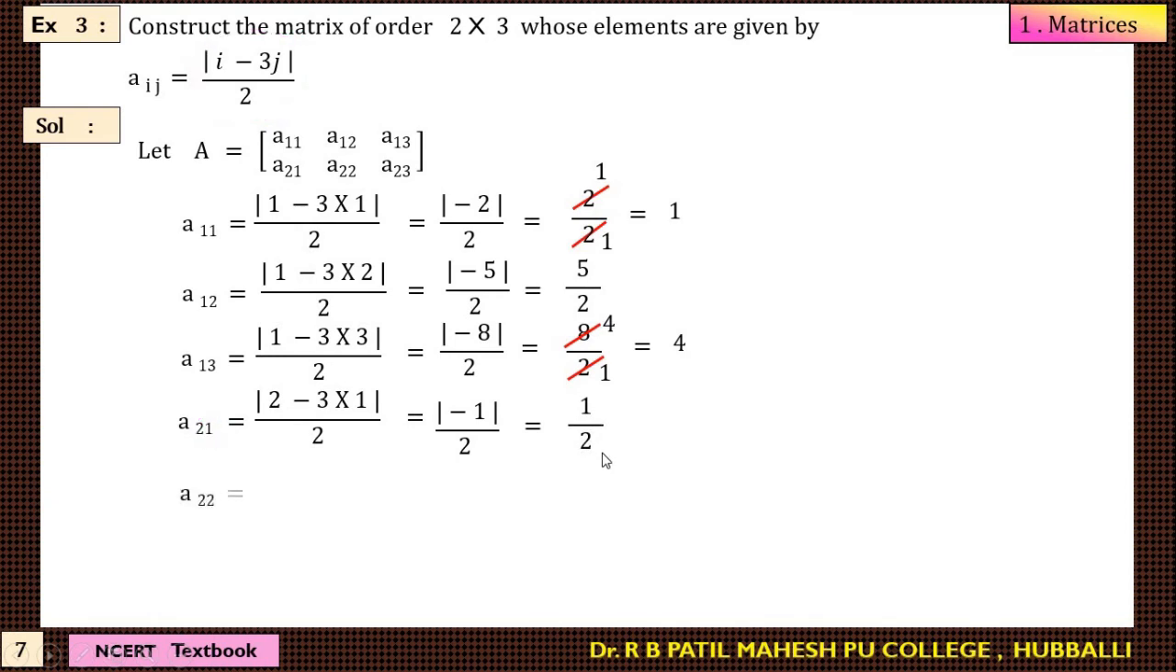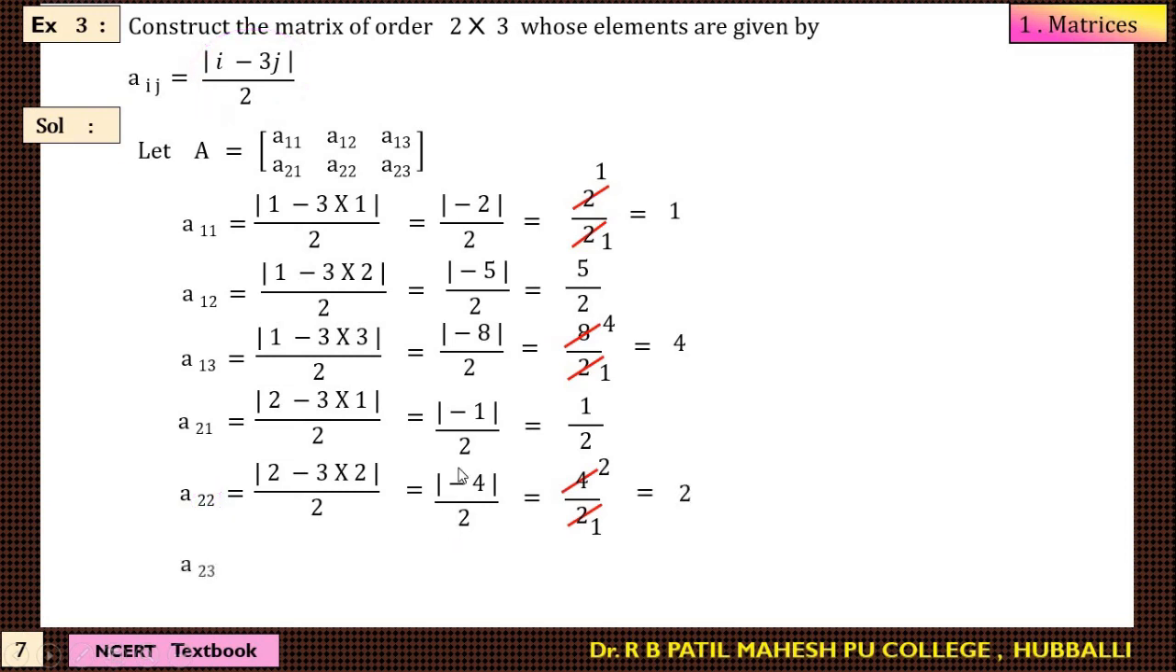Next element, A22. Subscript value is 2, 2. So I is 2, J is also 2 now. 2 minus 3 into 2 divided by 2. If you simplify this, 3 into 2 is 6, and 2 minus 6 means minus 4. You will get modulus of minus 4 divided by 2. So that is 4 divided by 2. It is cancelled, 2 ones are 2 and 2 twos are 4. So you will get 2.